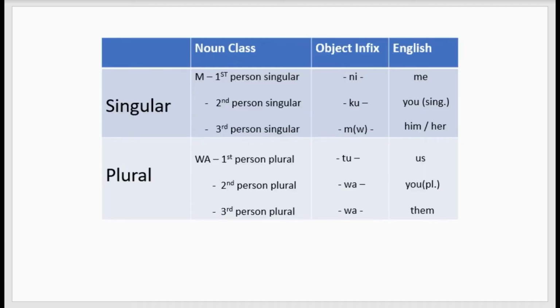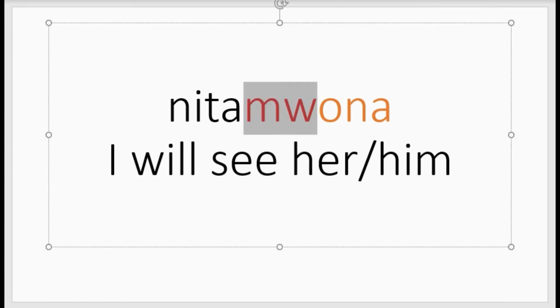Now back to that table that we looked at before. You can see the third person singular. We use an object infix "m" or "mw", which refers to him or her. Nitamuona means I will see her or him.